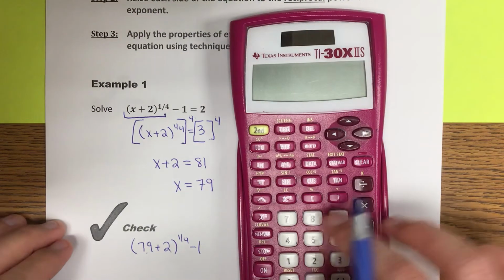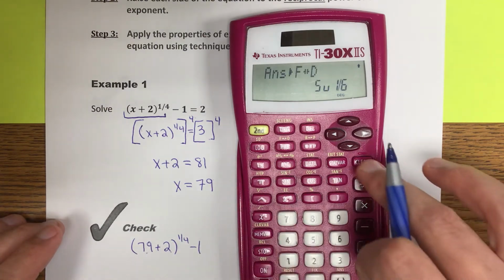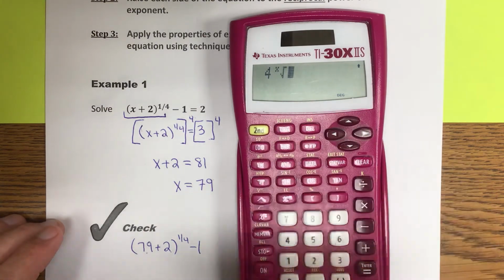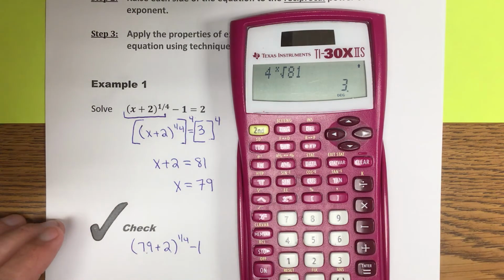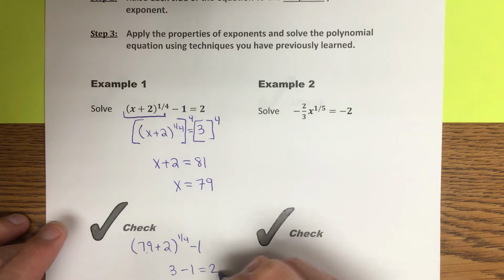Okay. So if you don't remember your powers, you can do a 4th root like so. 4th root of 81 is 3. And 3 minus 1 is indeed 2.